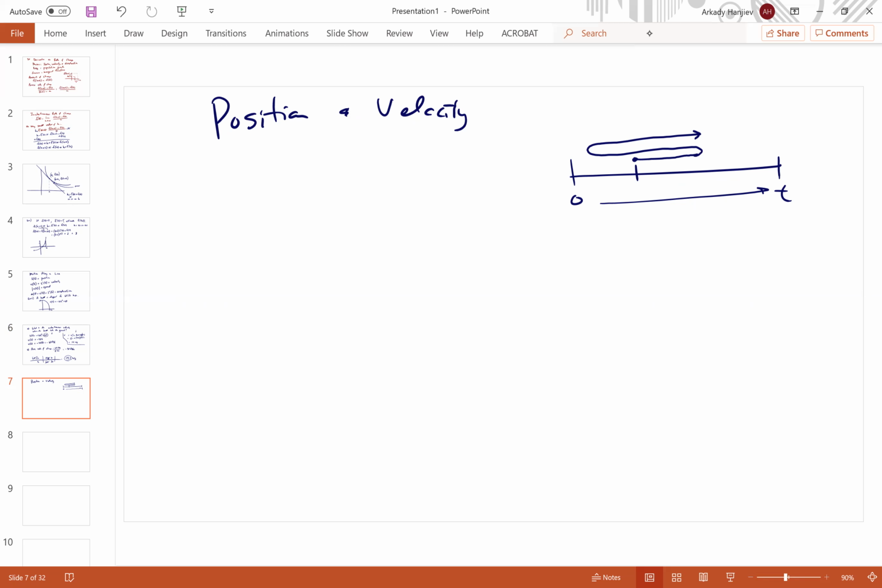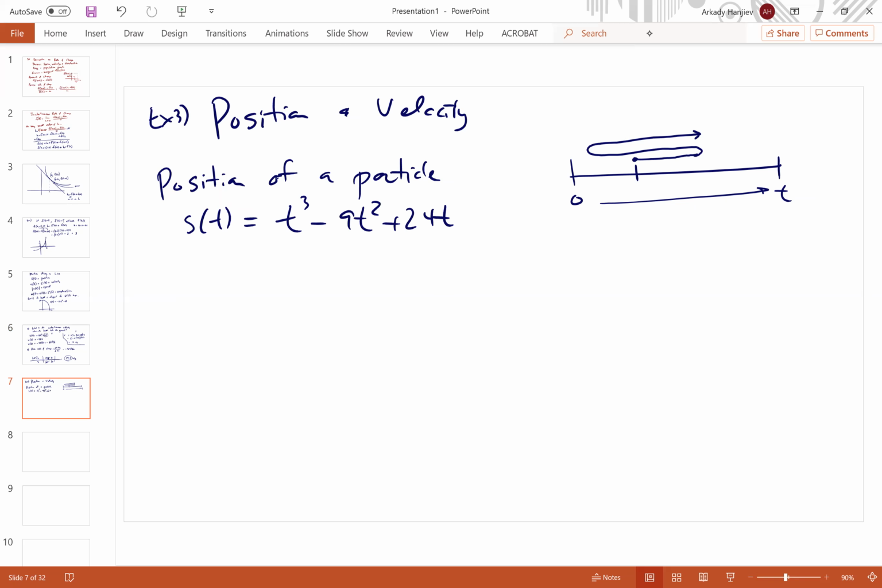So position of a particle. Oh, this should be exercise number 3, I believe. Is that right? All right, position of a particle. Here it is given by this. s of t, of course, position has to be s, right? t cubed minus 9t squared plus 24t plus 4.